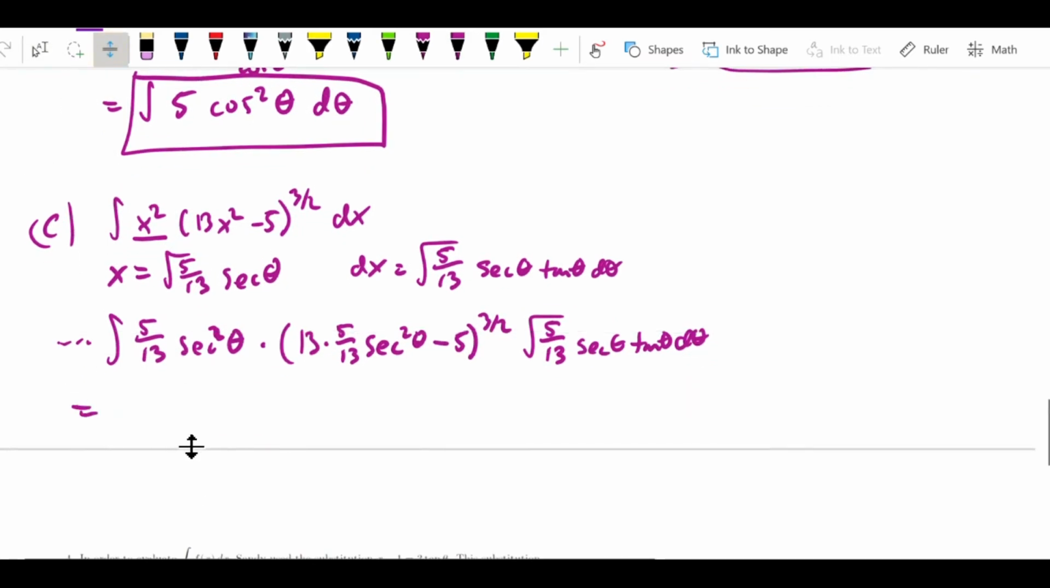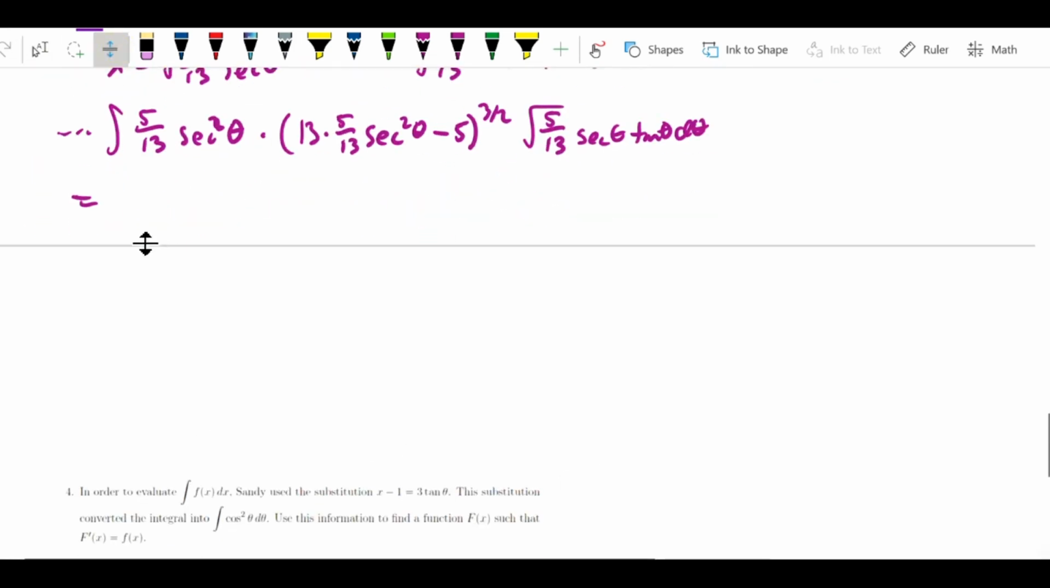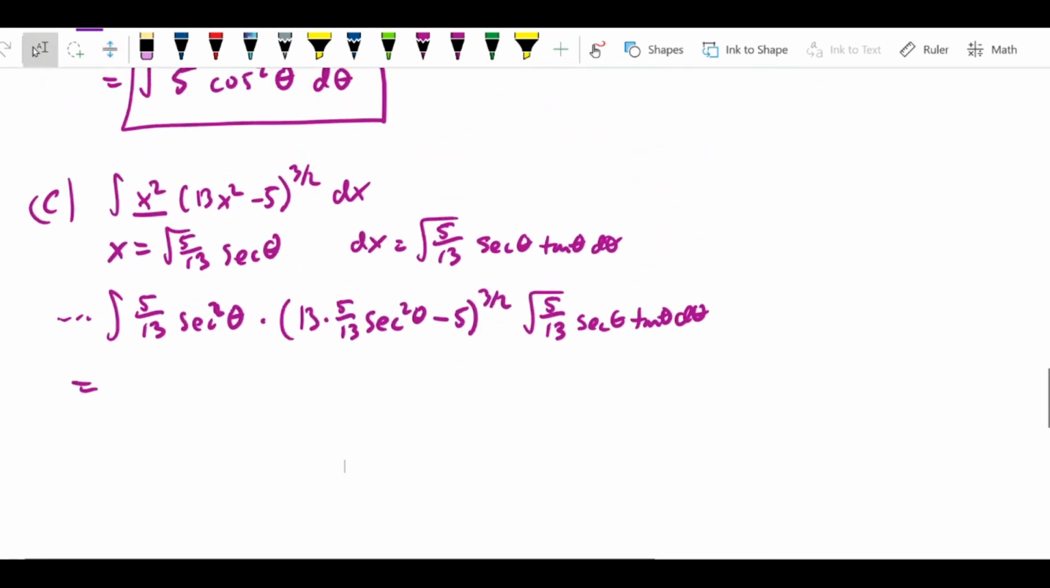So I've got the next problem sort of peeking out. I just want to get rid of that for now. So we have 5 over 13 secant squared theta times 13 times 5 over 13 is going to be 5. So what I'm going to end up with here is 5 secant squared theta minus 5, to the 3 halves. So I'm going to factor this out. This is going to be 5 to the 3 halves.